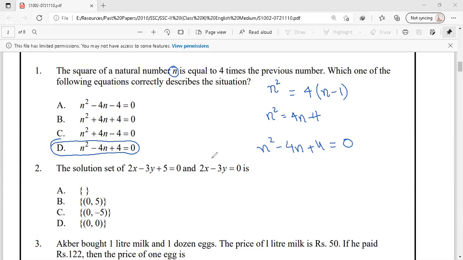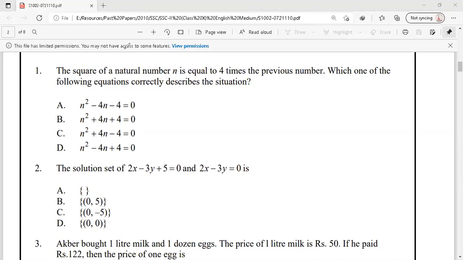The solution set of these equations: 2x minus 3y is equal to minus 5 and 2x minus 3y is equal to 0. So we have these two equations. From these equations, as we can see, these are parallel lines in which the coefficients of x and y are the same. So this type of line is a parallel line. For parallel lines, there is no solution. So the correct answer is option A, empty set.